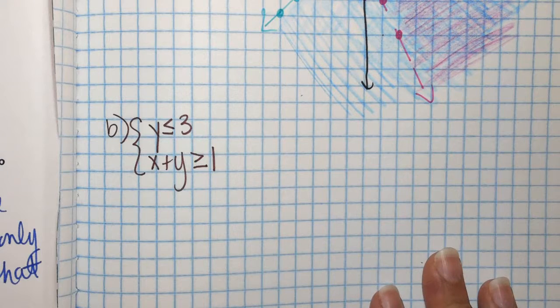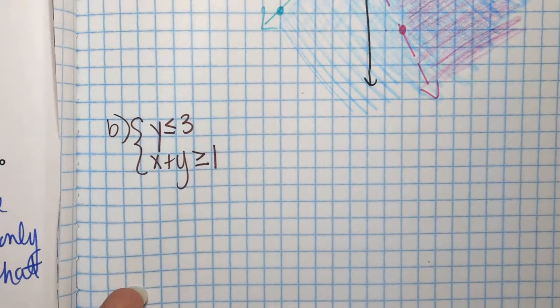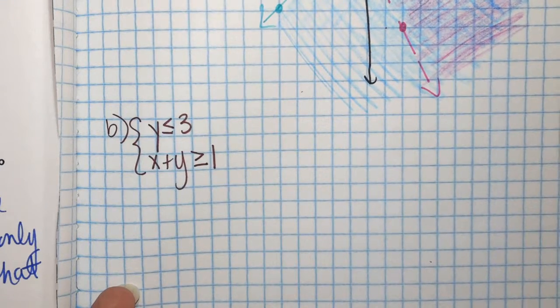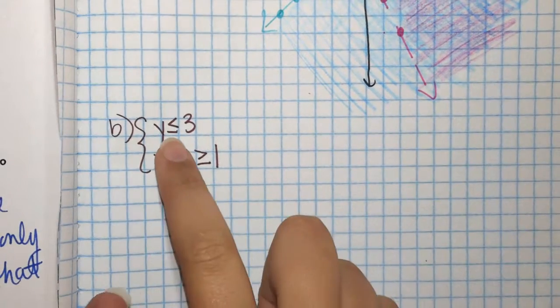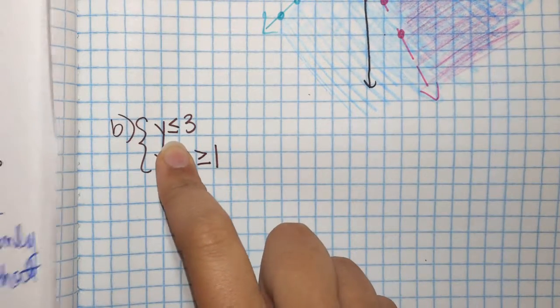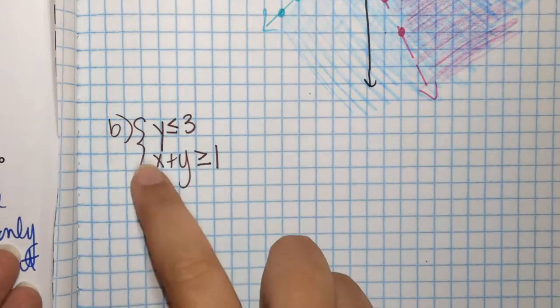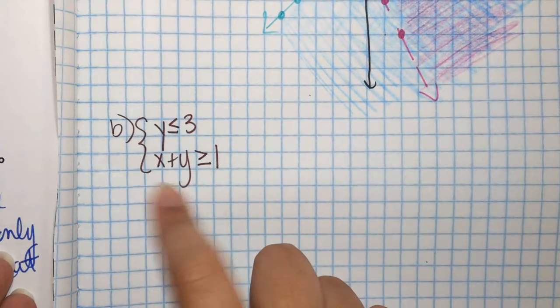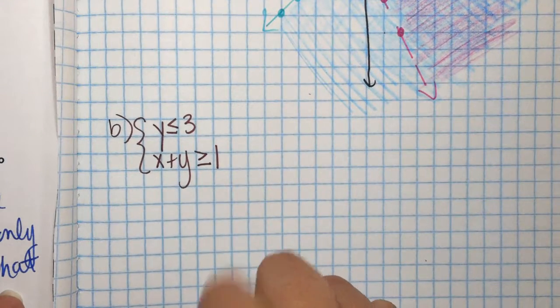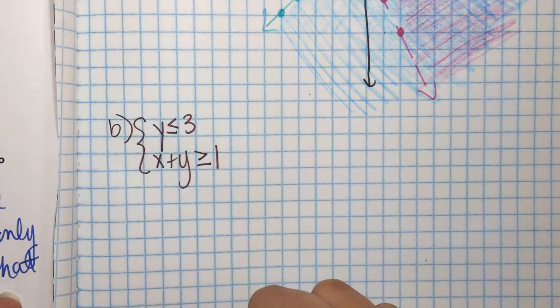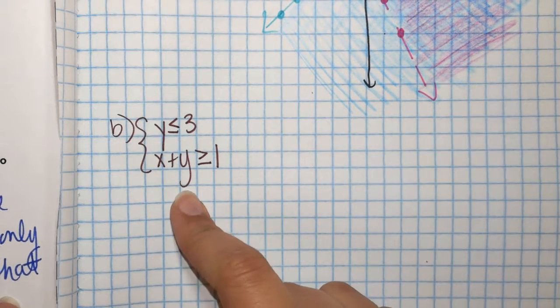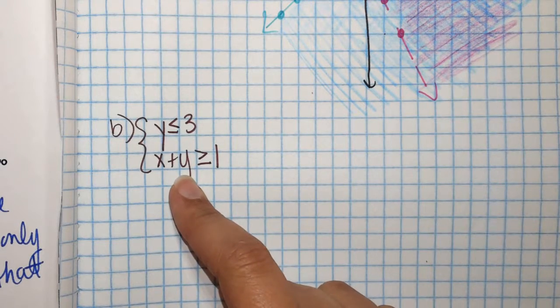Why? Because there's no X in the first one. So what axis is it going to pass through? The Y. Right. So we can do that one. That one's easy. What about this one? We're going to have to solve it for Y. It's got to be in slope intercept form. So everybody put a box around Y.